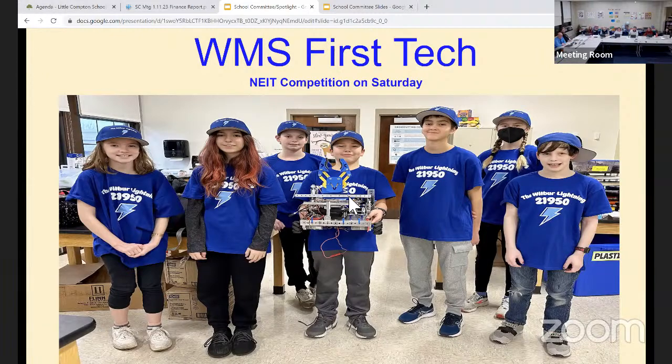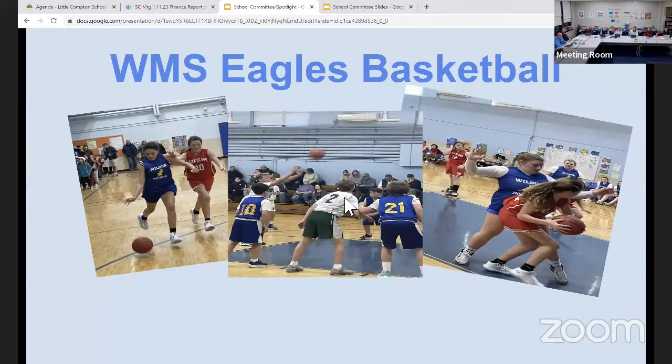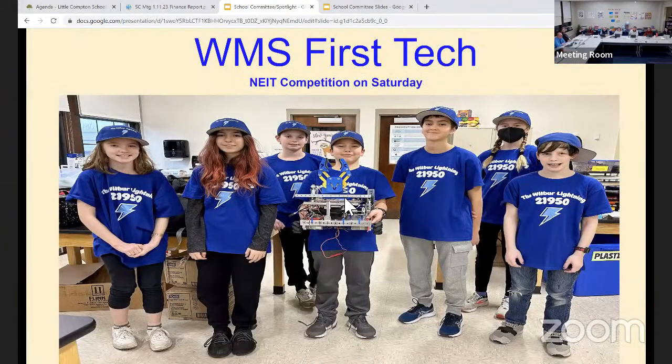They have a particular project where they have to move the robot around, pick up certain things and move them during the competition. That competition is this weekend at New England Tech. They are leaving our parking lot at 6:45 in the morning on Saturday, and they probably won't be returning till about 5 o'clock in the evening. So it's a long day for them, but they're all looking forward to it.